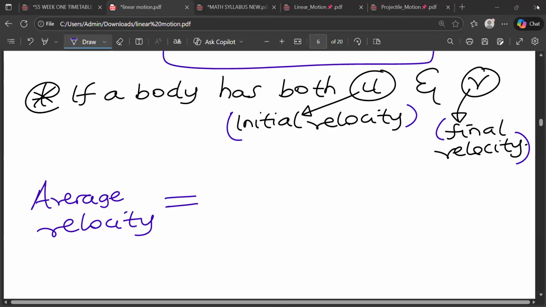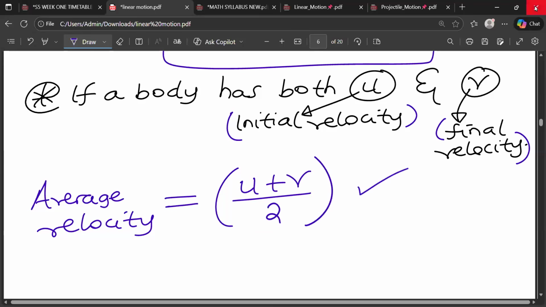So that means you're going to enjoy motion. For average velocity, you just get u plus v all over 2. You get both of them and divide by 2. If you get 50 and 50, 50 plus 50 over 2 is still 50. If you get 40 and 60, plus 100 over 2, the average mark is 50. So it's all about getting the average, or the mean.